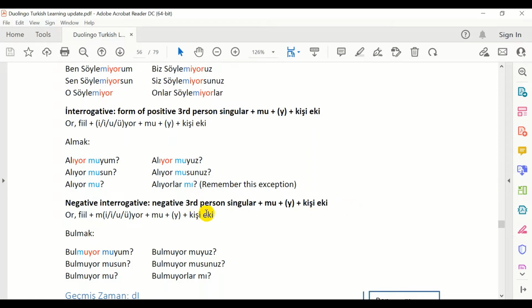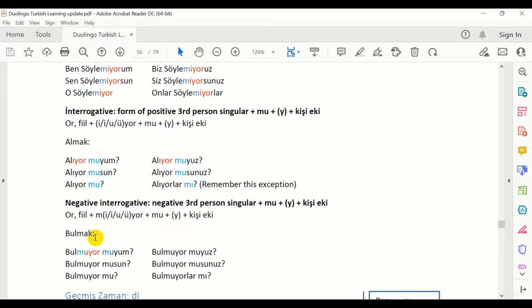Well, here also the third person singular, negative third person singular. O söylemiyor, for example. After that, add the question word and personal suffix. Or here we have the verb with the şimdiki zaman suffix. And before adding the personal suffix, you need to add this question suffix. And you know why I have written y here as well? Because whenever two vowel letters come together, you need to separate them.